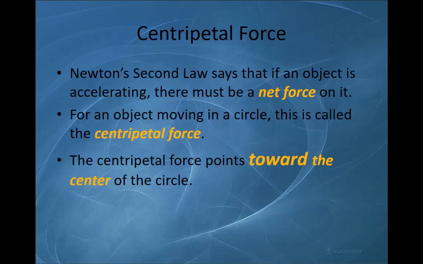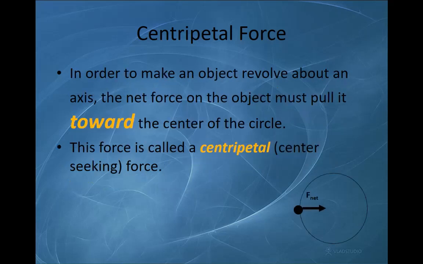Now, if we bring in Newton's second law, it says that if an object is accelerating, there must be a net force. For an object moving in a circle, this is called the centripetal force and calculated as we showed you before. The centripetal force also always points towards the center of the circle. Okay, centripetal force, centripetal acceleration always point towards the center of the circle. Now, in order to make an object revolve around an axis, the net force on the object must pull towards the center. And this is the centripetal force, or center seeking. Center pointing.